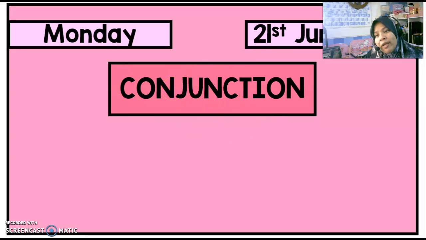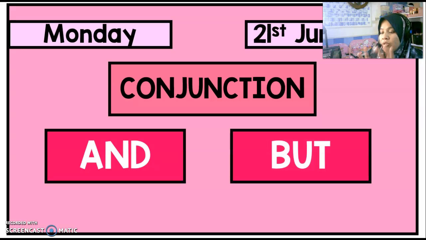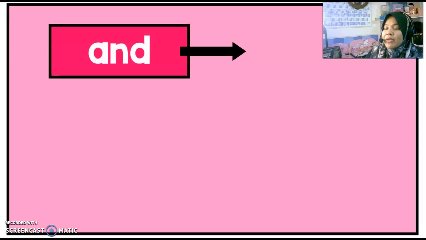Conjunction in Malay we call them kata hubung. For example, the conjunctions in English: and, but. So for today we are going to focus on these two, which are and, but. Okay, kata hubung. In BM, macam contoh kata hubung dalam bahasa Melayu adalah dan, tetapi, kerana. Okay, so this is the kata hubung, conjunction, for English. So first we will look at and.